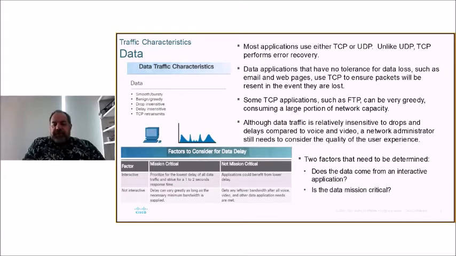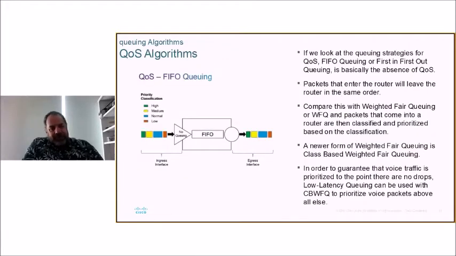So two factors need to be determined: does the data come from an interactive application, and is that data mission critical? So I'm going to say plain data, delay really doesn't upset it at all. It may upset the user, but it won't necessarily upset the data transfer itself. TCP will tidy up the mess, but frustrated users is a downside, and so you've got to consider that as well. And so if it is interactive, you'll really upset the users.